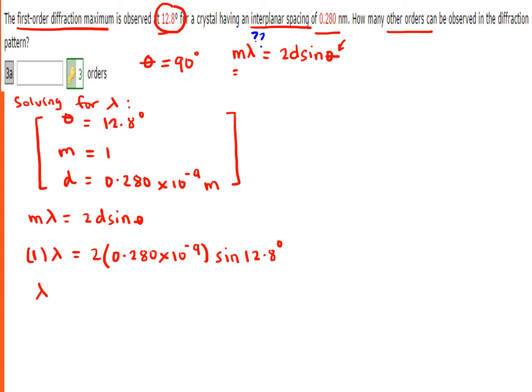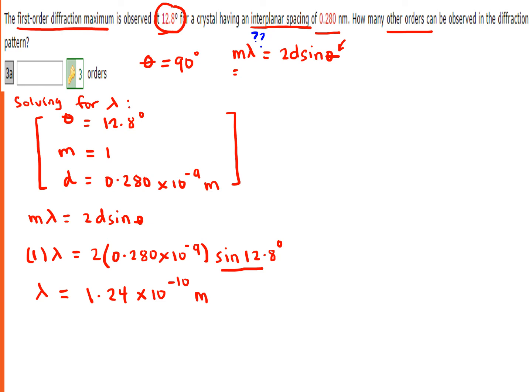Make sure, by the way, that the mode of your calculator is in degrees because the angle is measured in degrees. So manipulating this equation would allow us to solve for lambda, and that is equal to 1.24 times 10 to the power of negative 10 meters.